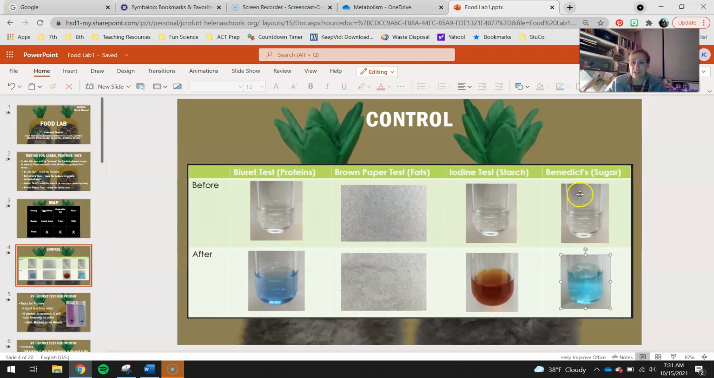So obviously these are just some empty vials of water. Our first test is the Biuret test for proteins. So this is just plain old water in this test tube.